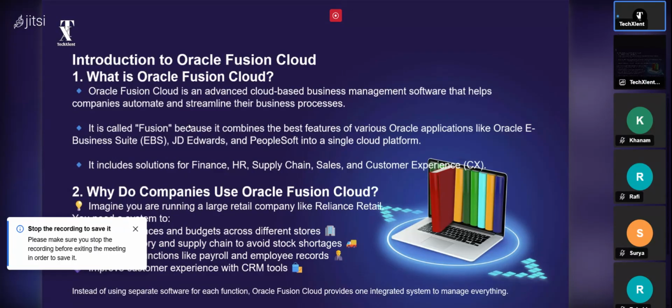Imagine you are running a large retail company like Reliance Retail. Again, you need a system to manage finance and budget across the different stores, track inventory and supply chain to avoid stock shortages, handle HR functions like payroll and employee records, how many employees there are, and paying their salaries based on that data, and improve the customer experience using CRM tools. We can do this in Oracle Fusion Cloud.